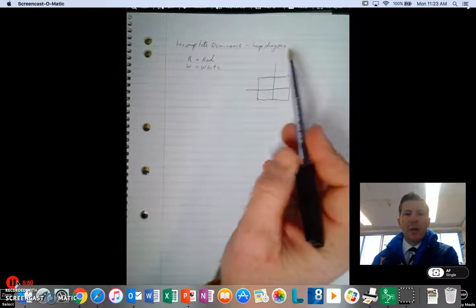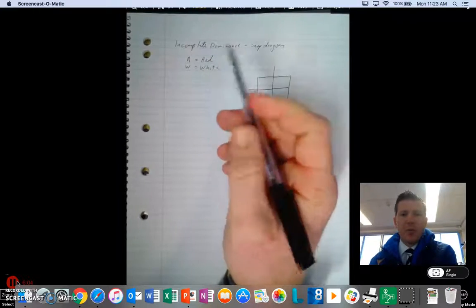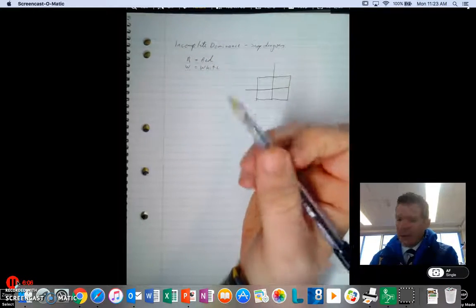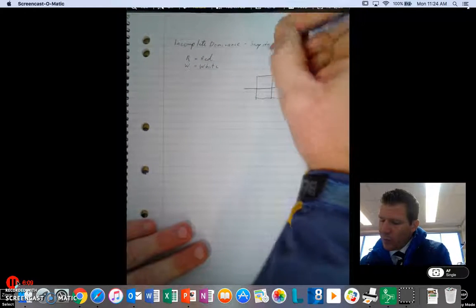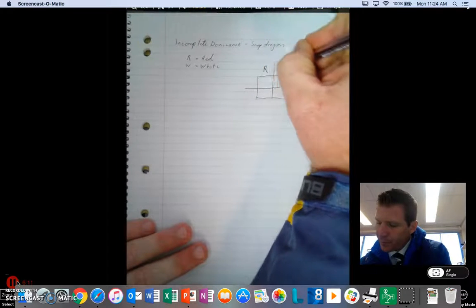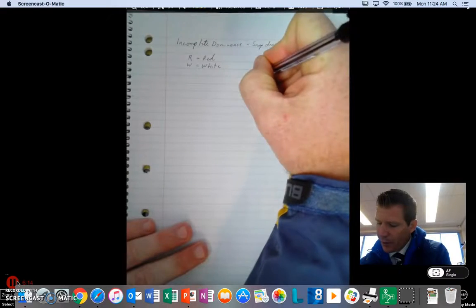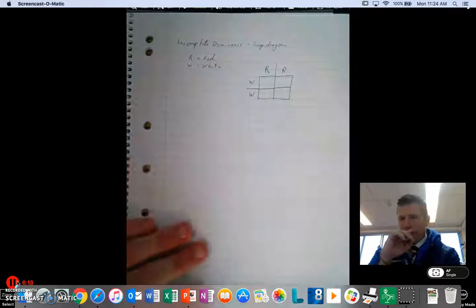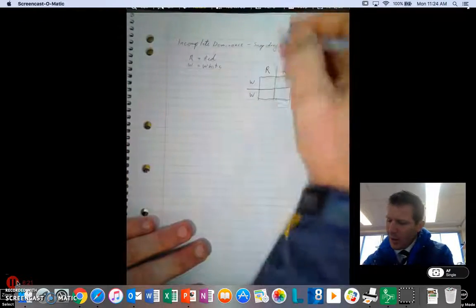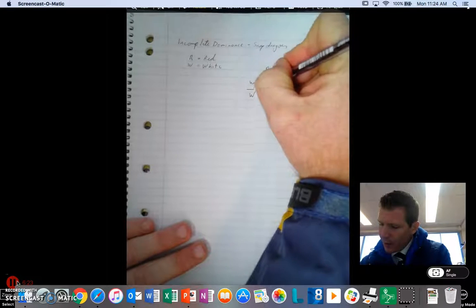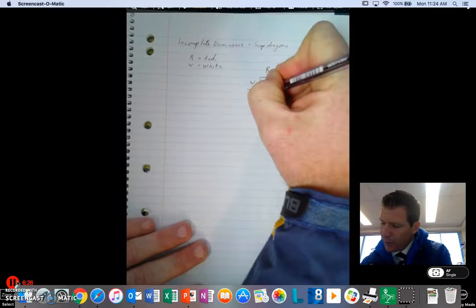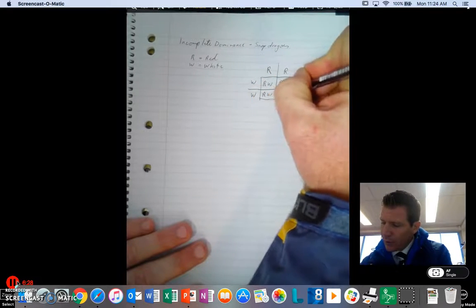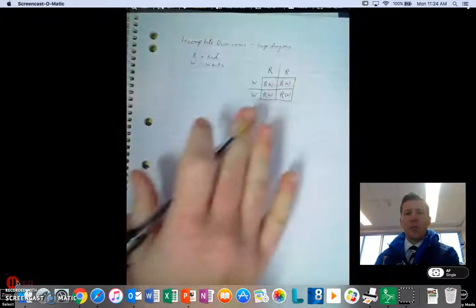Okay. So for incomplete dominance, we're going to look at snapdragons, and generally snapdragons are a flower that are either red or white, or pink, and we're going to find out how we can do that. So let's pretend we've got a purebred red and a purebred white. It doesn't matter which is which, but we're going to cross them: W, W, W, W. Okay, so we've got all four of those.